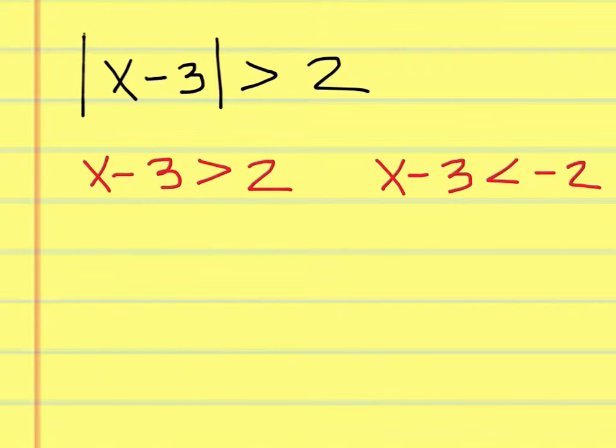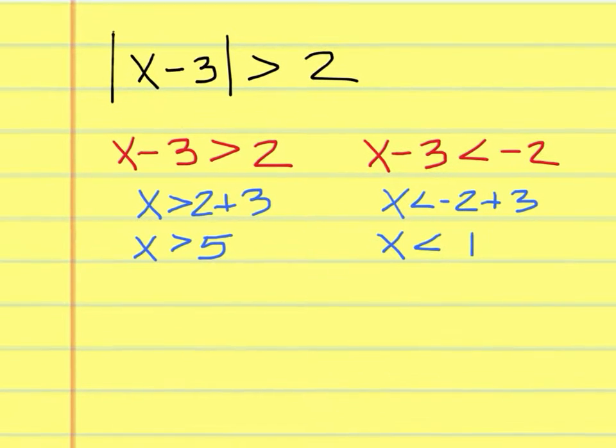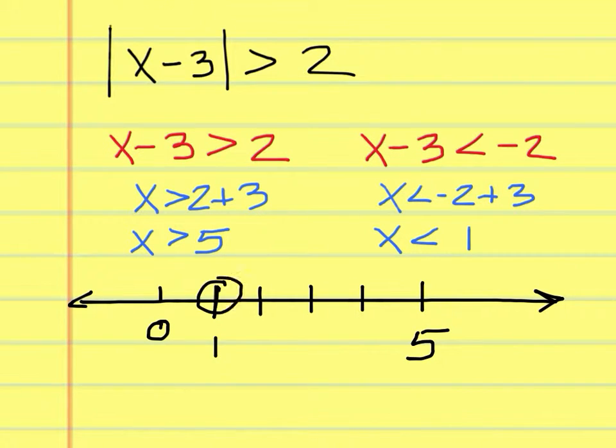So on the left, you'll have x greater than 2 plus 3, which is x greater than 5. On the right side, we have x less than negative 2 plus 3, and that would be x less than 1. So go through and graph those on a number line. This should be a 1 and a 5, so we'll put 0 here and do 1, 2, 3, 4, 5. And those are open dots on each of them.